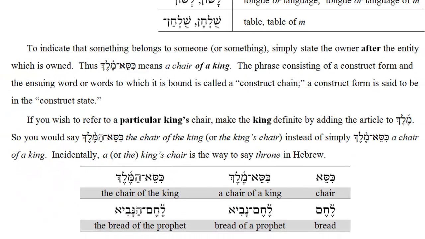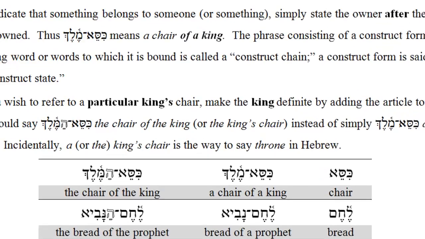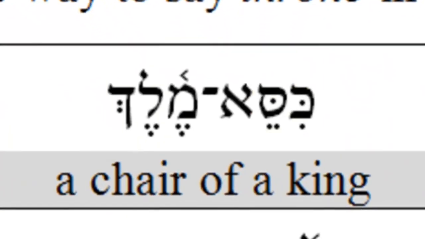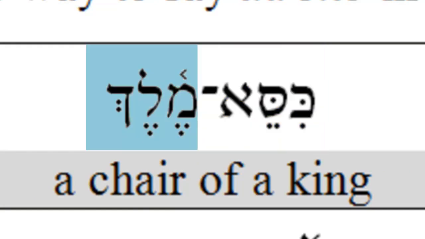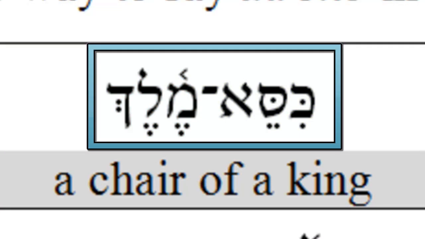Good. Now we have the equipment to indicate what belongs to whom. Let's see how we go about doing that. Consider, for example, how to go about saying a chair of a king or a king's chair. The way to go about that is similar to the flow in English, a chair of a king. So we would say kiseh, meaning chair, follow it by melech, king. Kiseh melech means a chair of a king. This is known as a construct phrase.